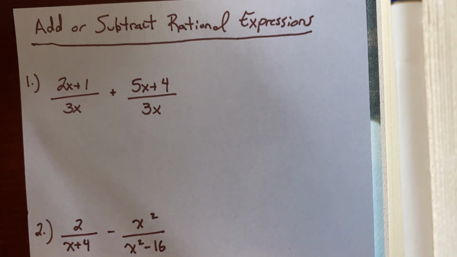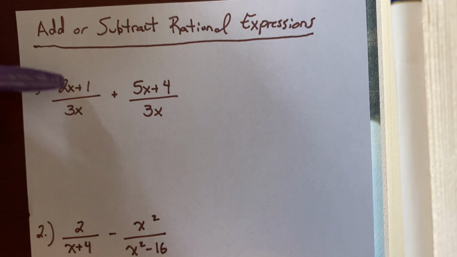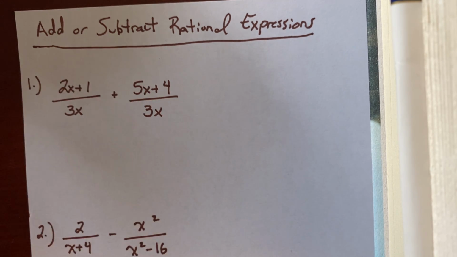All right, here's a quick little video for this week's lesson on adding or subtracting rational expressions. So basically, a rational expression is just a fancy way of saying it is a function that has some sort of fraction in there. So for example, as you can tell, both of these expressions have both a numerator and a denominator.